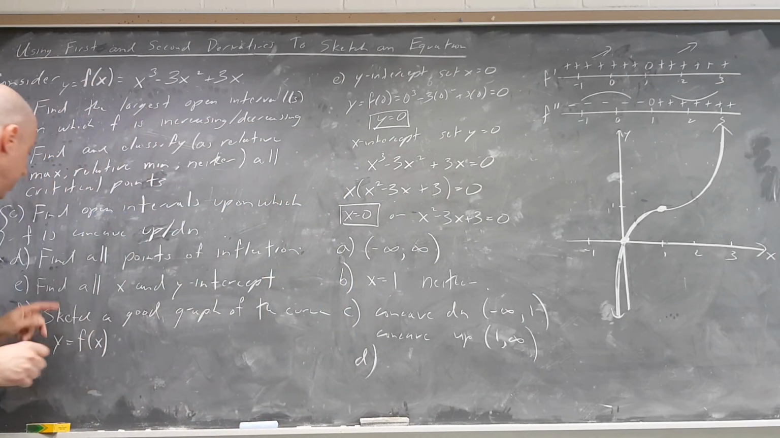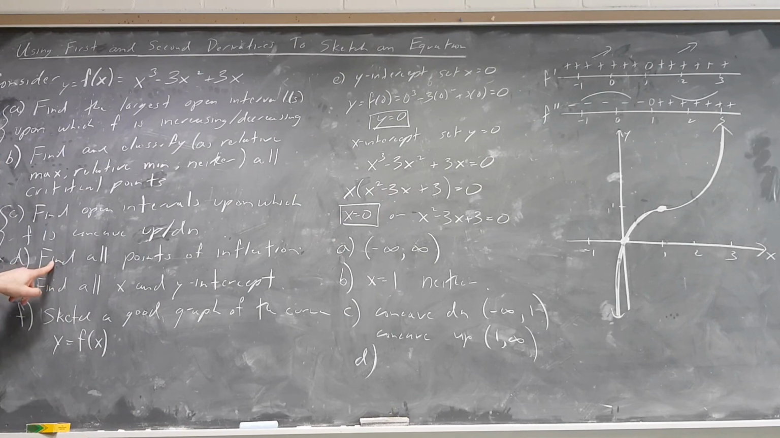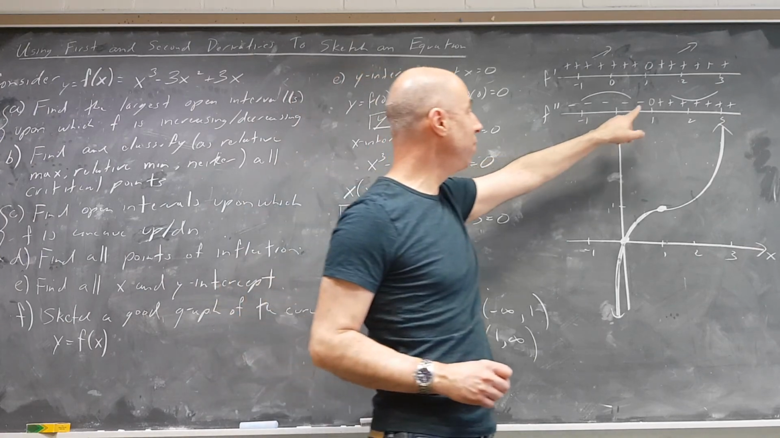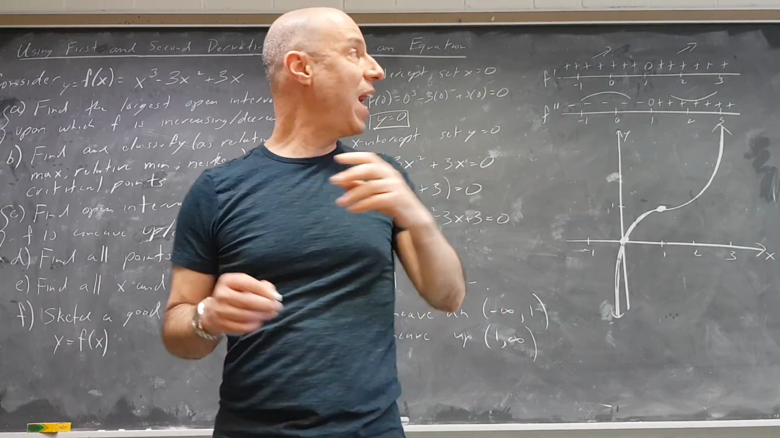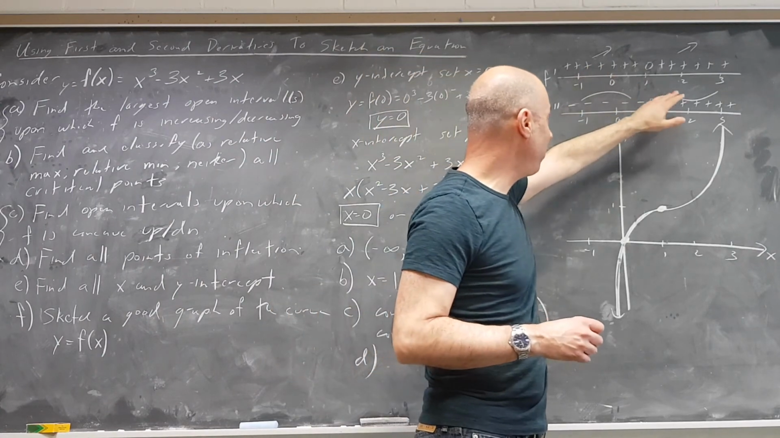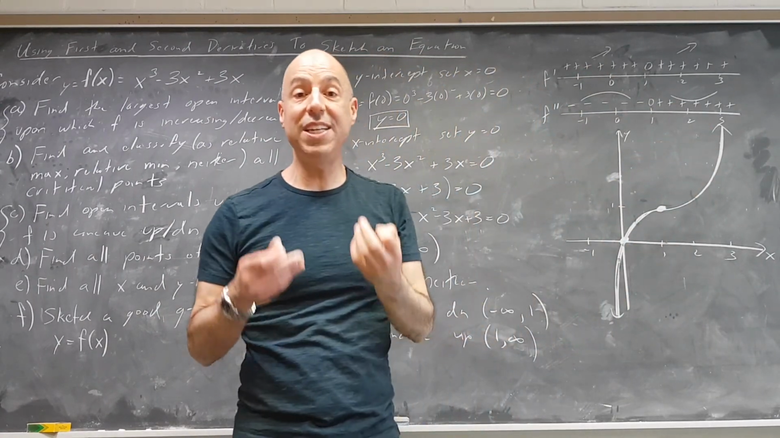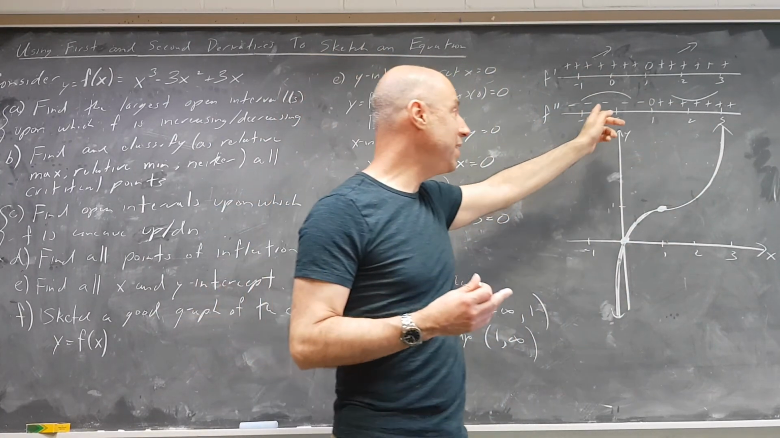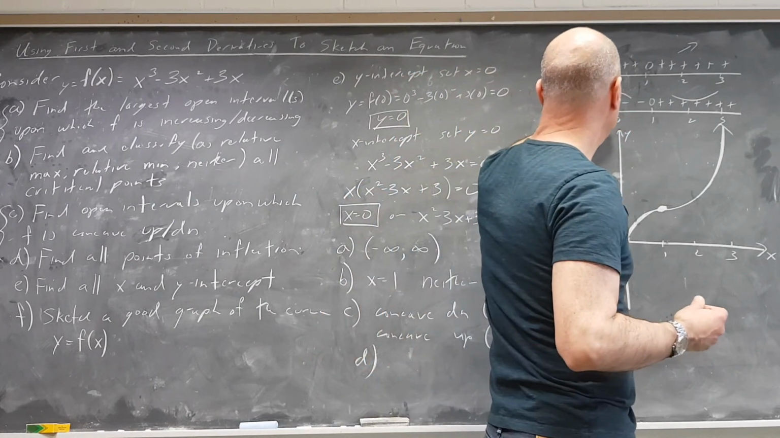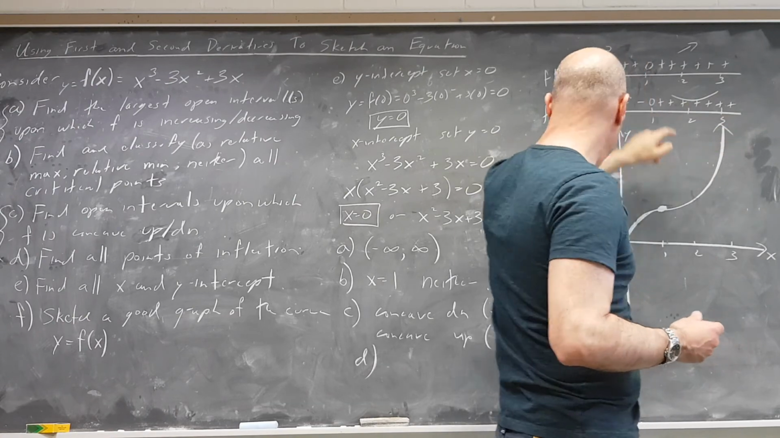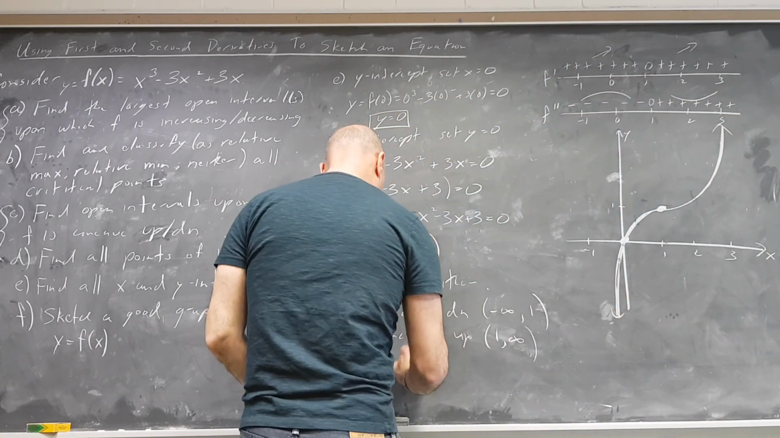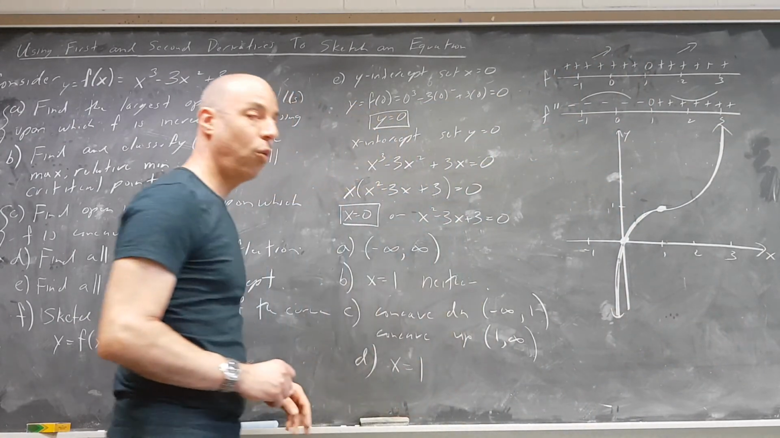And D, we want to find all points of inflection. A point of inflection is a place where the second derivative is 0. I mean, it's a place where it's differentiable, and we want the concavity to change there. So the concavity definitely changes from negative to positive, from hill to valley at x equals 1. So we have a point of inflection at x equals 1.